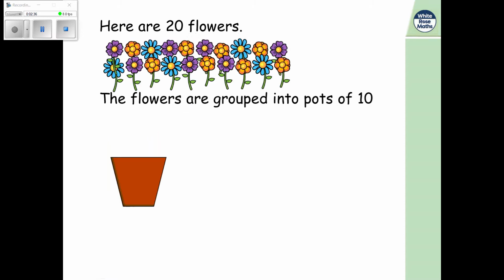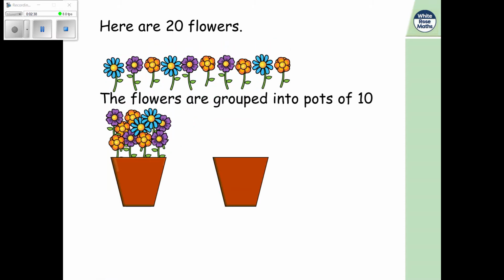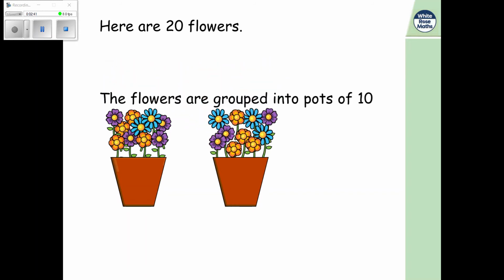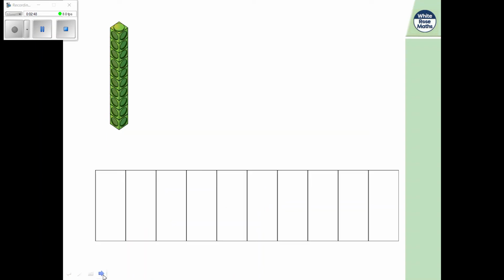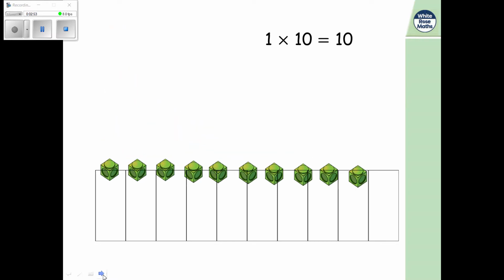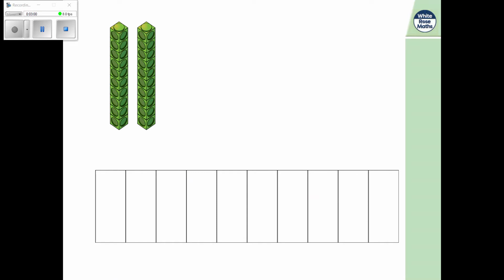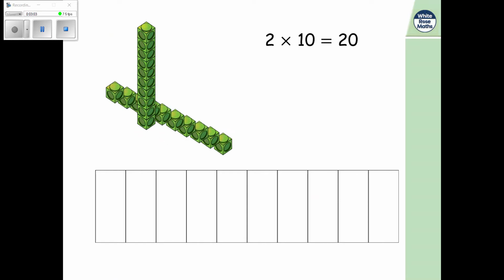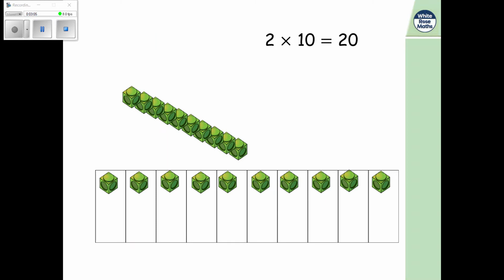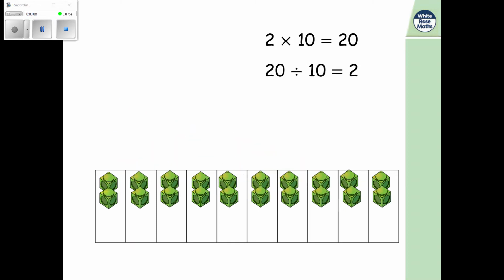Now we're looking at grouping. So we've grouped 10 flowers, grouping another 10 flowers. So we have 20 divided by 10 equals 2 using our grouping today. Moving on, 1 times 10 equals 10. They have then shared them and it is 10 divided by 10 equals 1. This time they have got 2 times 10 and they've divided them now by 10 equals 2.